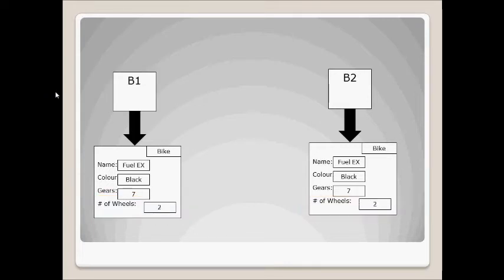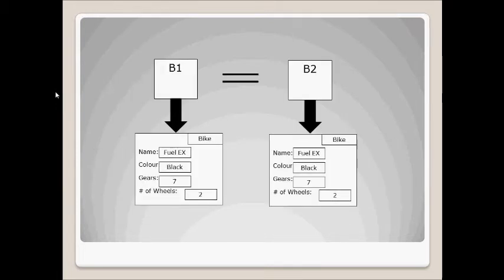When comparing objects in Java, it is easy to make the mistake of using the wrong method for comparing them. Take for instance these two objects, bike1 and bike2. They have the same values for their instance fields, the same name, color, gears, and number of wheels. So making them equal each other in Java, you would expect it to return true.